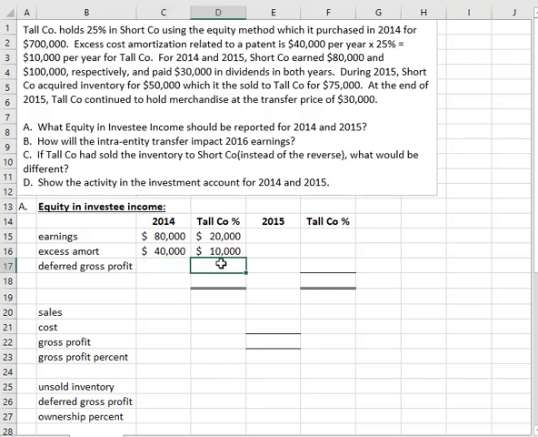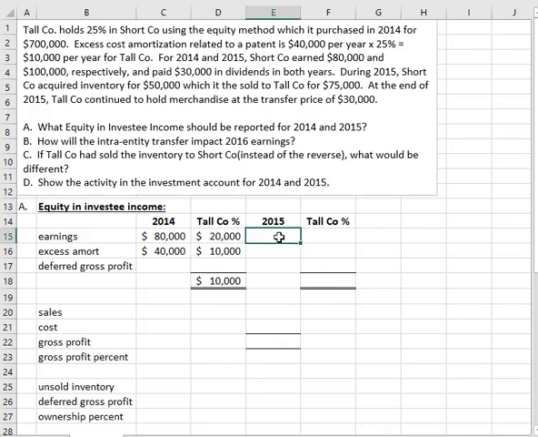Is there any deferred gross profit in 2014? There were some intercompany sales in 2015, but not in 2014. So in the income statement, the net income, a non-operating item, that would be reported would be the 20,000 less that 10,000, the amortization of the excess of fair value over book value, their share of it.